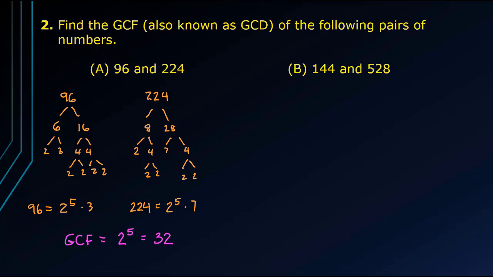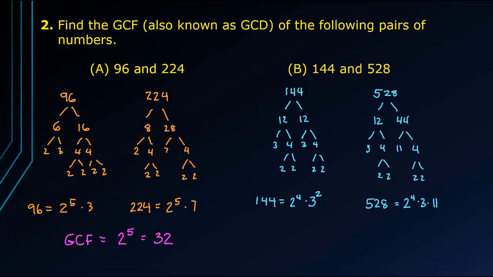In a very similar manner, we'll look at 144 and 528. The prime factorization of 144 is 2 to the 4th power times 3 squared. For 528, it's 2 to the 4th power times 3 times 11. Now, as I look at the prime factors, they both have 2 to the 4th power, which is great. So 2 to the 4th power will be part of the greatest common factor.